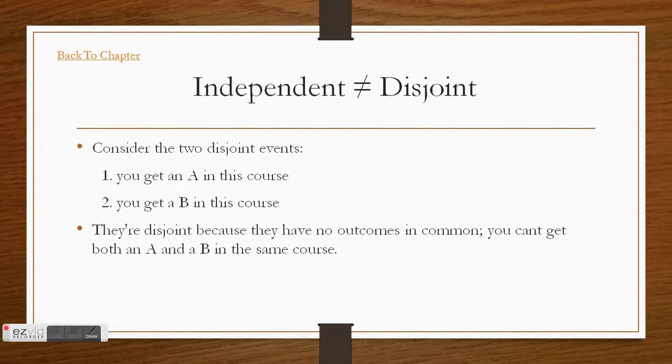This slide will talk about how independent does not equal disjoint. Consider the two disjoint events. Number one, you get an A in this course, and number two, you get a B in this course. They're disjoint because they have no outcomes in common. You cannot get an A and a B in the same course.